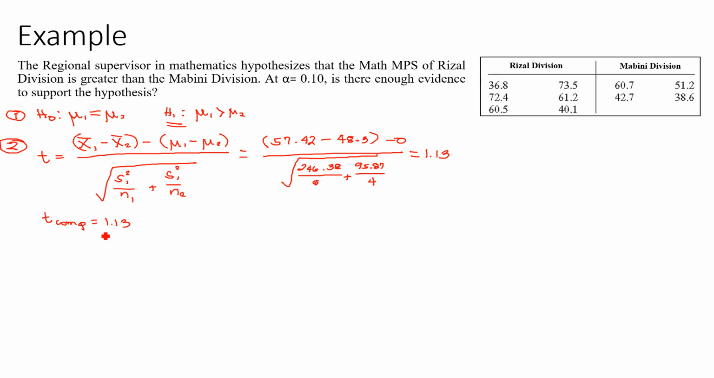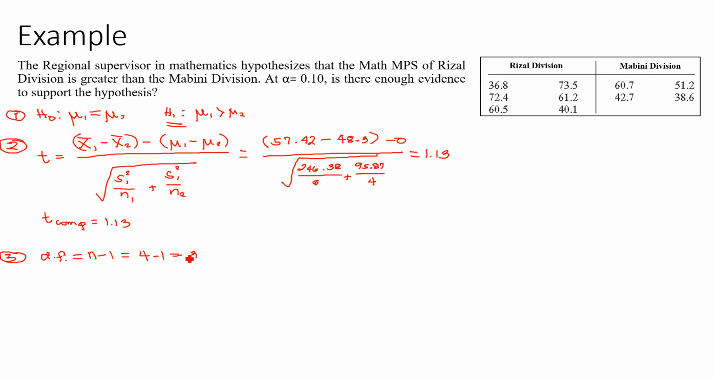So let's try to determine now the tabular t-value. For the tabular t-value, we are going to determine first the degrees of freedom. Take note from the discussion in the previous slide that the degrees of freedom are based on the least number of elements of the samples. Between the Rizal division and the Mabini division in this example, the least number of samples is the Mabini division. So we have n minus 1 equals 4 minus 1 equals 3.